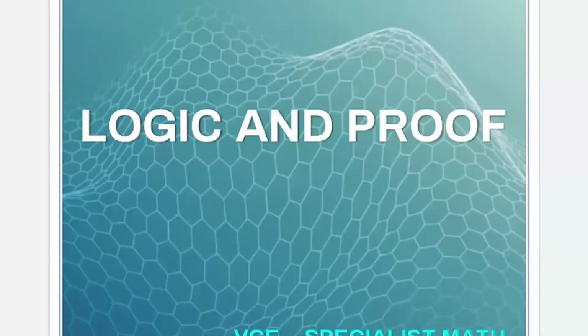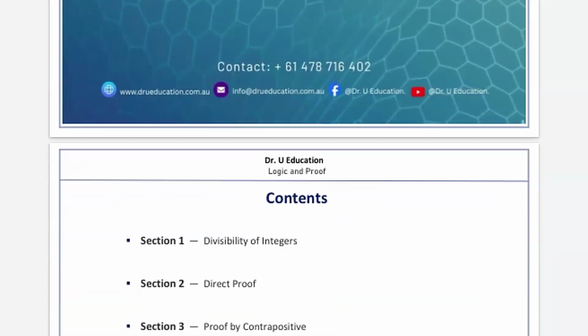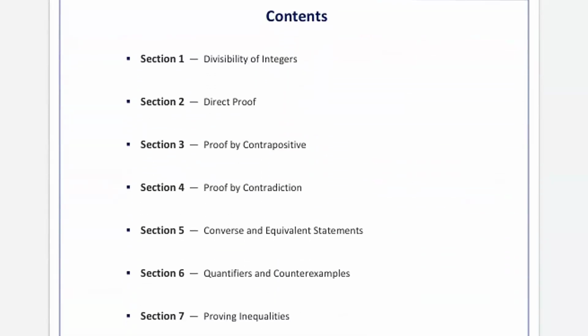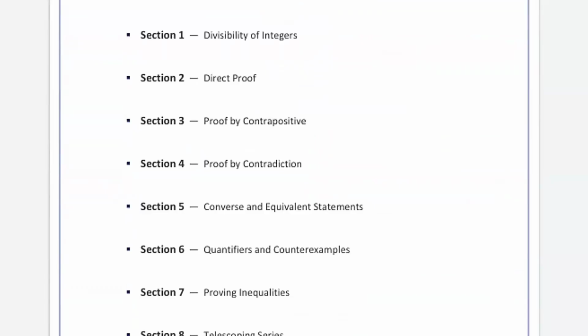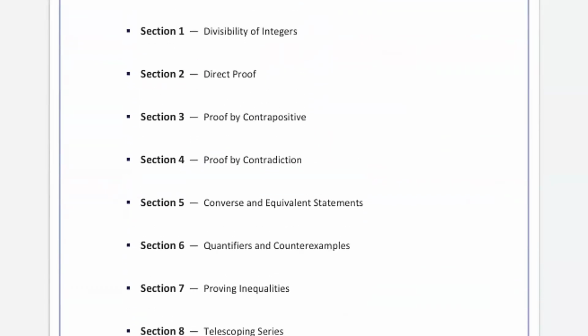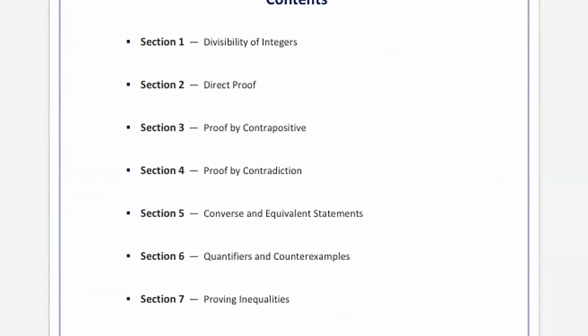So logic and proofs. Inside this topic, we have a few sections. I categorized it into 9 sections actually. We are going from the first one. We might jump accordingly, but we are going to discuss all of them.